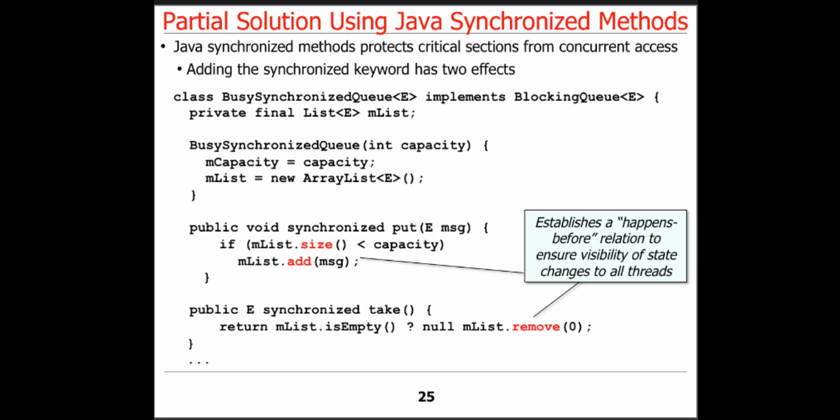Volatile does the cache flushing, but it doesn't prevent the interleaving of multi-step operations. Okay, any questions about any of that?